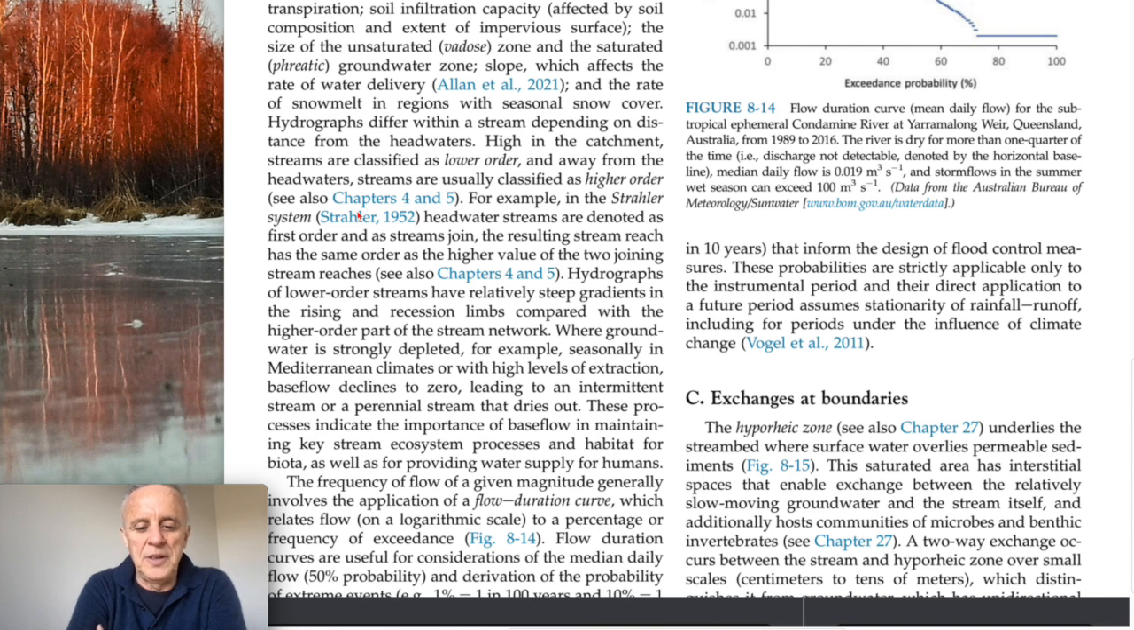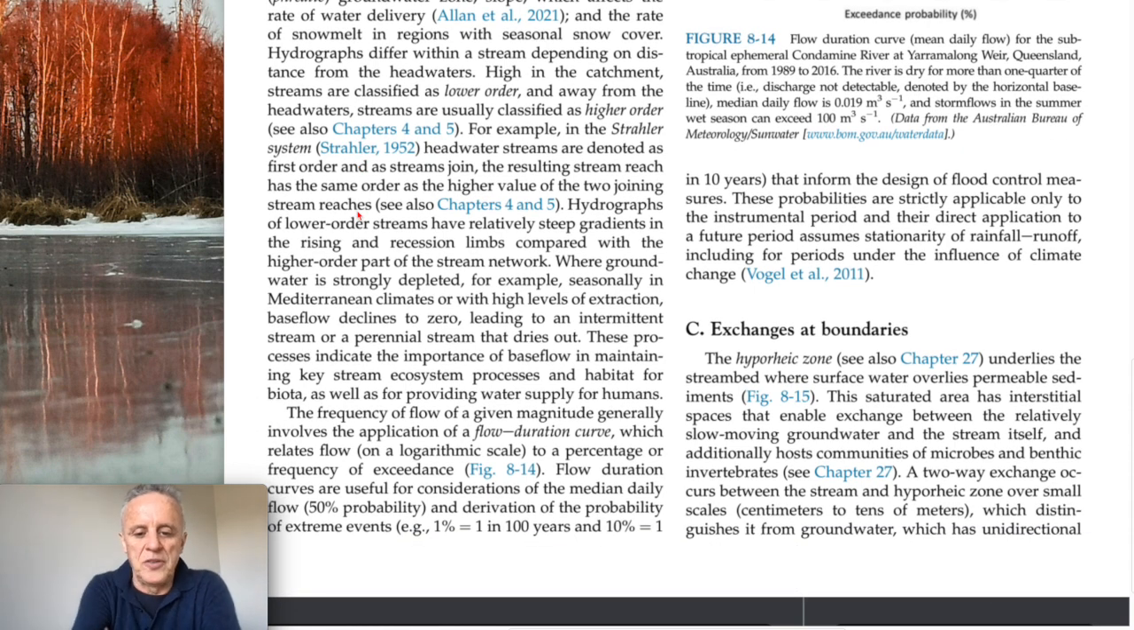Where groundwater is strongly depleted, for example, seasonally in Mediterranean climates or with high levels of extraction, base flow declines to zero, leading to an intermittent stream or a perennial stream that dries out. These processes indicate the importance of base flow in maintaining key stream ecosystem processes and habitat for biota, as well as for providing water supply for humans.